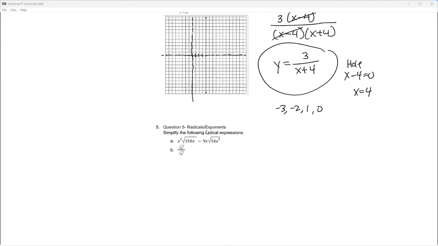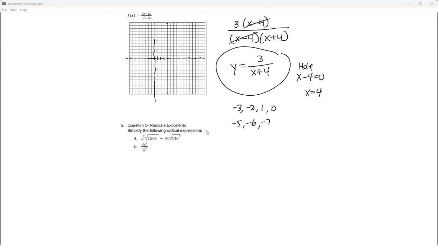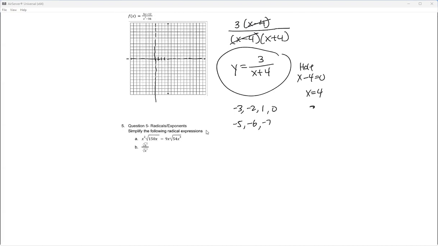And then -5, -6, something like that, -7. That'll give us another clue. Okay, so if we plug this all in, let's start with -3. 3 over -3 plus 4 equals 3 over 1, which is 3. So 1, 2, 3. All right, let's plug in -2. So 3 over -2 plus 4 is 3 over 2, which goes down this way, 1.5.